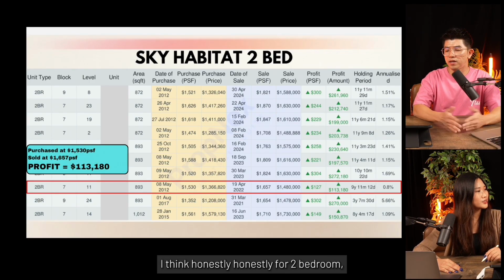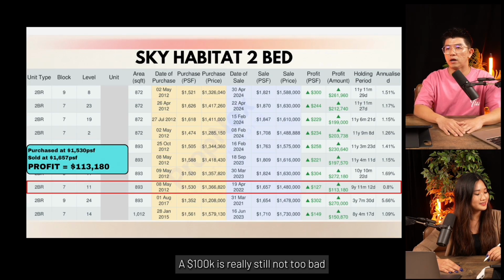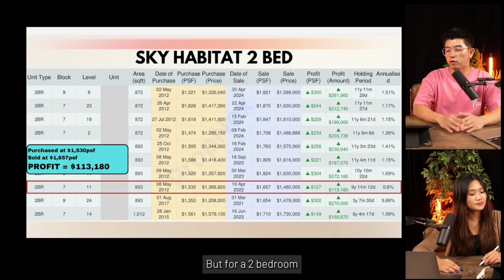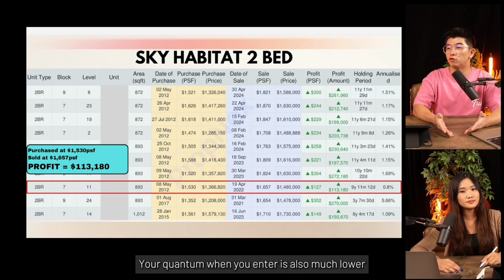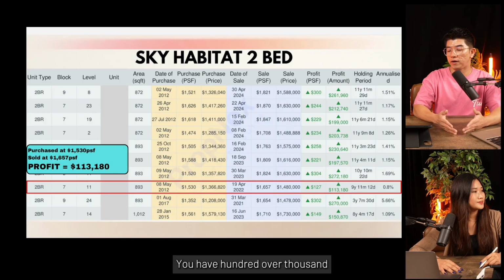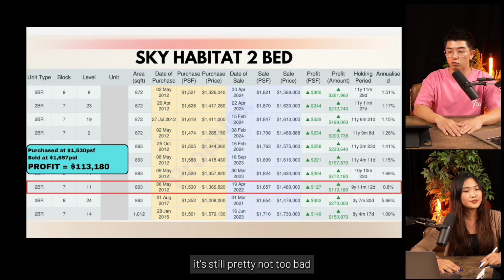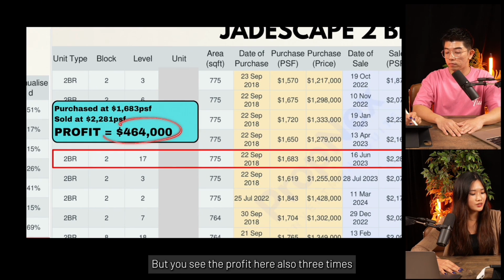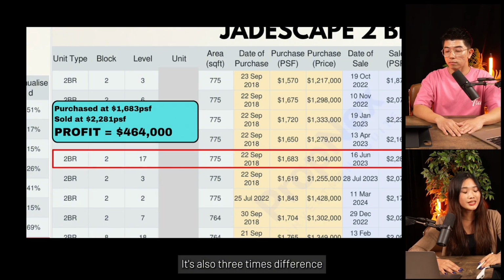And then honestly, for 2-bedroom, 100,000 is really still not too bad. Of course, there are good ones that can make 300,000-400,000. But for a 2-bedroom, your quantum when you enter is also much lower. Yeah. You have 100 over 1,000. It's still pretty not too bad. Okay. So now we have Jadescape, also slightly smaller, 775. Just a bit smaller. But you see the profit here. Also 3 times difference.